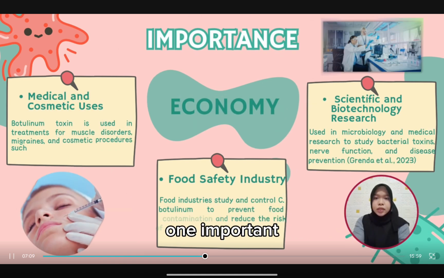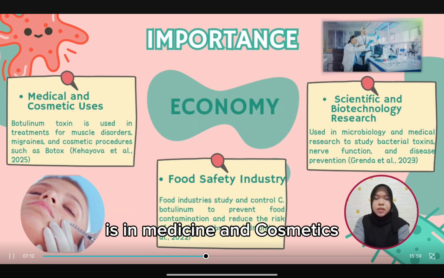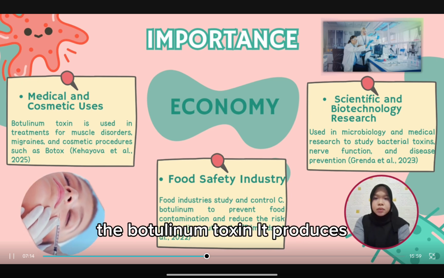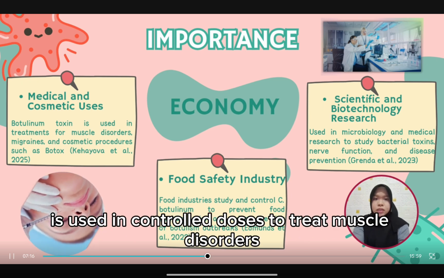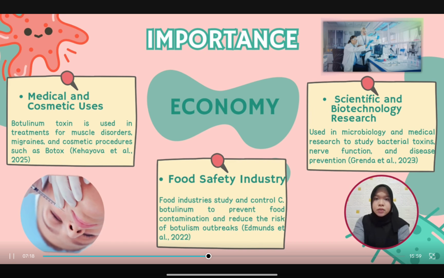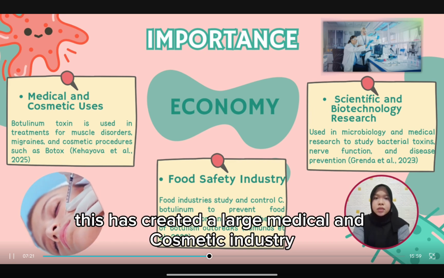Other than that, one important economic contribution of Clostridium botulinum is in medicine and cosmetics. The botulinum toxin it produces is used in controlled doses to treat muscle disorders, migraines, and cosmetic procedures such as Botox. This has created a large medical and cosmetic industry worldwide.